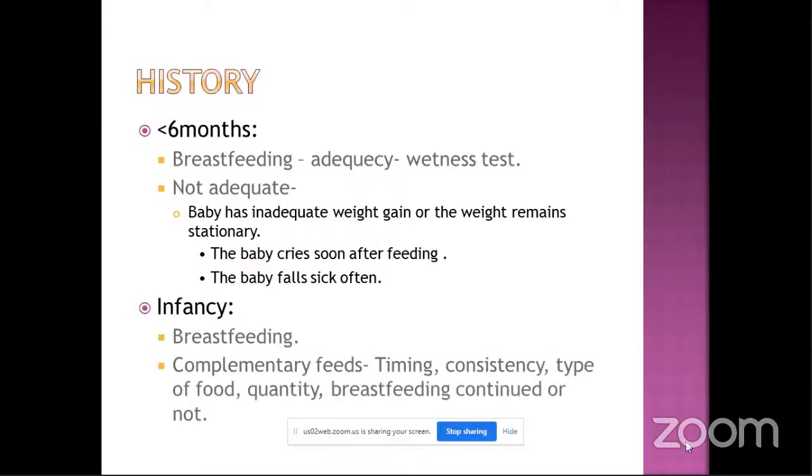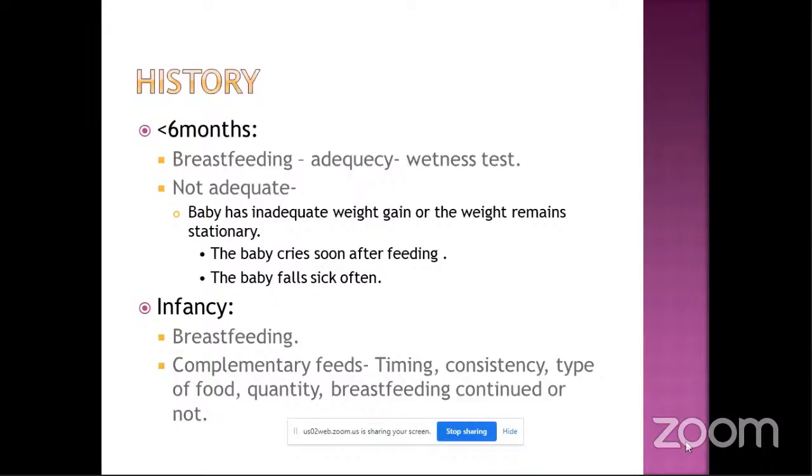Now coming to infancy. Infancy is mainly the breastfeeding plus the complementary feeding, not the top feeding. So when was the child started with complementary feeding? The timing has to be noted, whether it's 6 months or earlier than that. And in case of complementary feeding, what is the consistency they are using? That should be thick enough that it shouldn't fall off the spoon. If they are making it a very diluted form, that's going to cause malnutrition for the child. So the consistency of the complementary feeding should be noted.